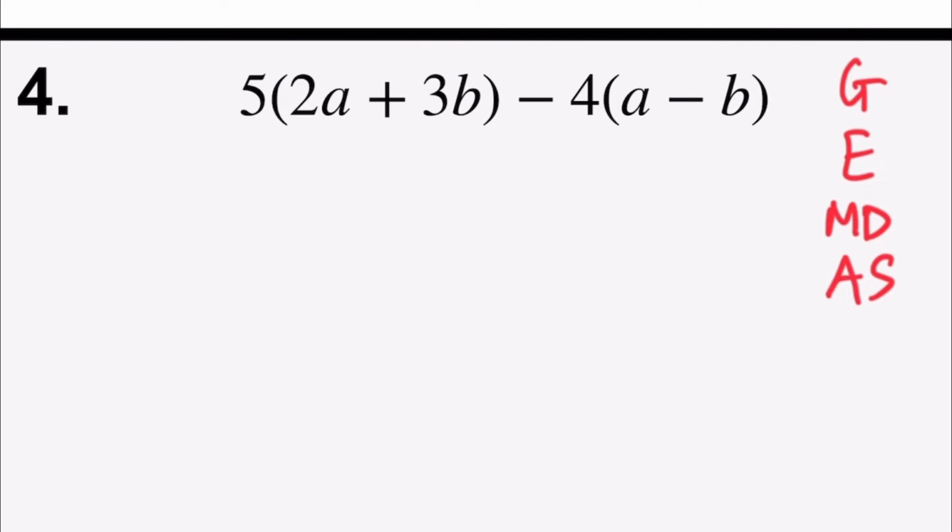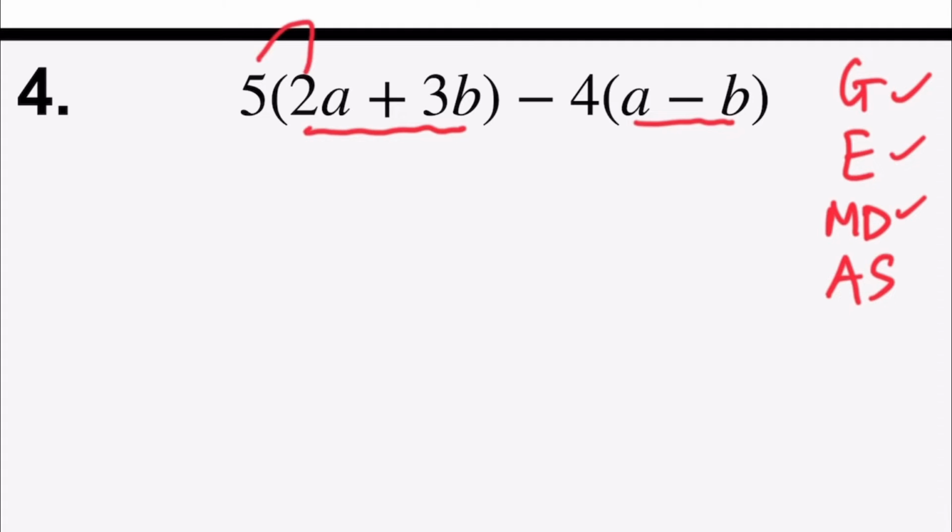Problem number 4 says 5 times (2a plus 3b) minus 4 times (a minus b). So we're going to start with grouping symbols. 2a plus 3b, I can't add them, they're not like terms. a minus b, I can't add or subtract those, they're not like terms. There's no workable exponent. Let's check for multiplication and division.